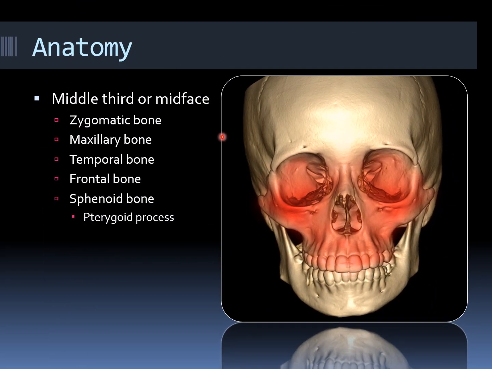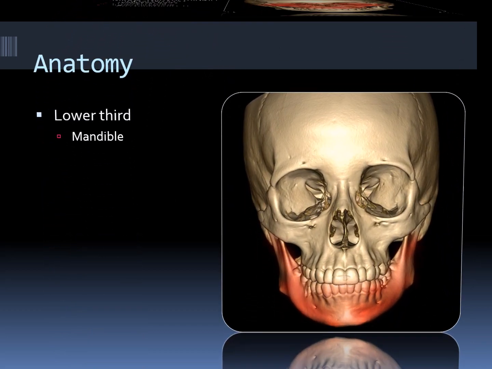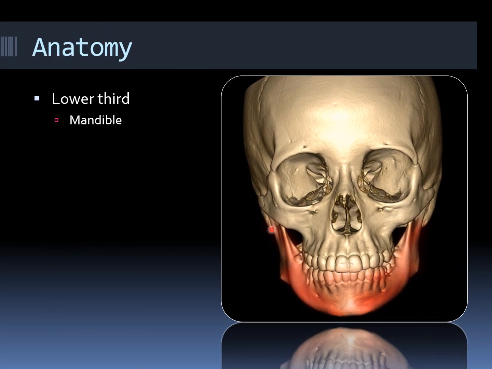That is your middle third or your mid-face. So this is composed of your zygomatic bone here, your maxillary bone, your temporal bone here, your frontal bone, your sphenoid in the inside, and as well as your pterygoid process. Your lower third, which is composed of your mandible.